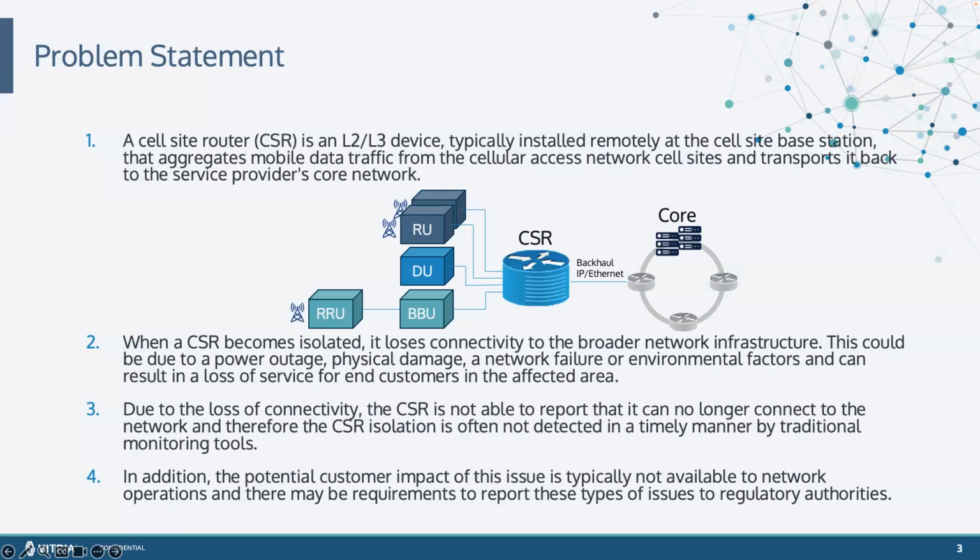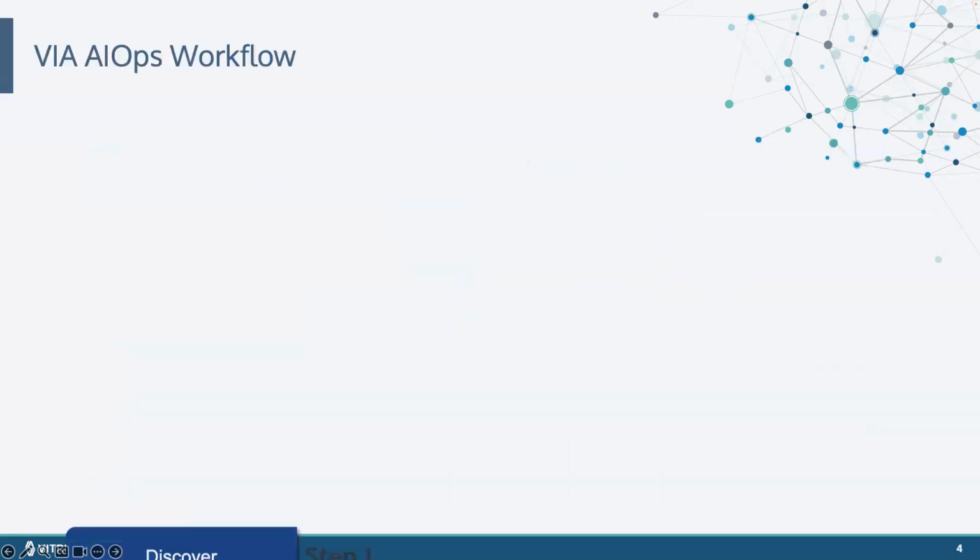Due to the loss of connectivity, the CSR itself is not able to report that it can no longer connect to the network. Therefore, CSR isolation is often not detected in a timely manner by traditional monitoring tools. In addition, the potential customer impact of this issue is typically not available to network operations engineers for prioritization of that incident. And there may be requirements to report these types of connectivity issues to the regulatory authorities.